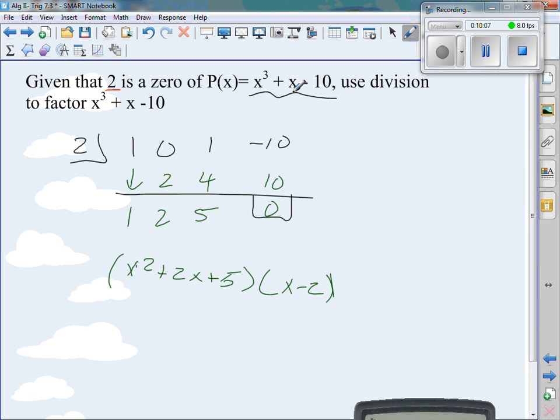Use synthetic division. As long as you have a 0, you can use synthetic division. What if you have a fraction or decimal? We won't do one like that. We could use a decimal, but I wouldn't. No fractions. You're only going to see whole numbers.